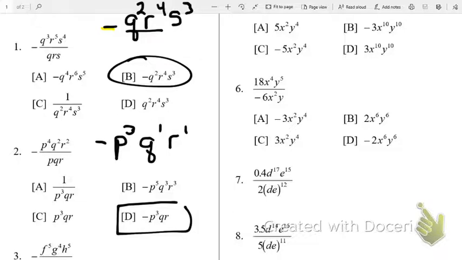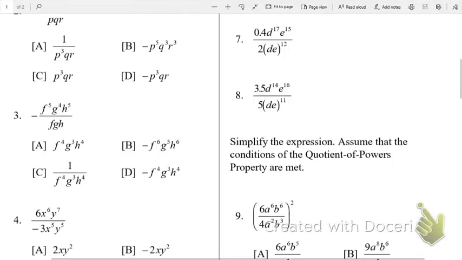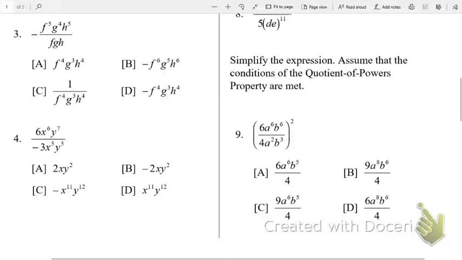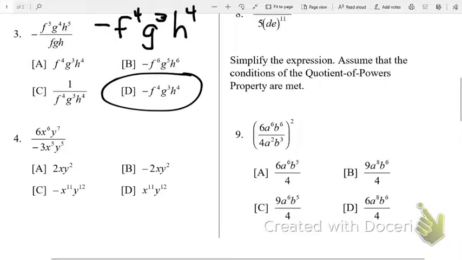All right, so number 1, number 2 are all done. Let's do number 3 and 4. All right, 3 and 4. It's a negative. Okay, there's one negative sign, so there's a negative answer key. If I subtract the powers of F, I get a difference of 4. Subtract the powers of G, get a difference of 3. Subtract the powers of H, and a difference of 4. And I have to give shouts out to letter D.